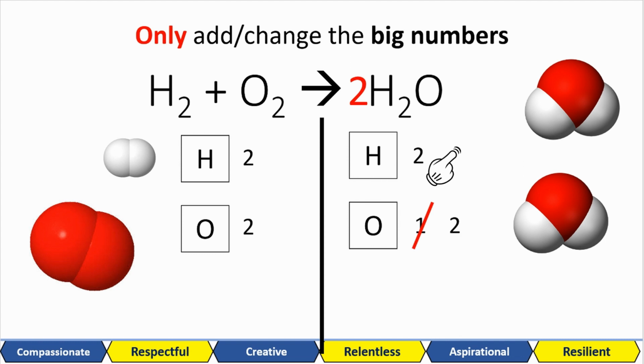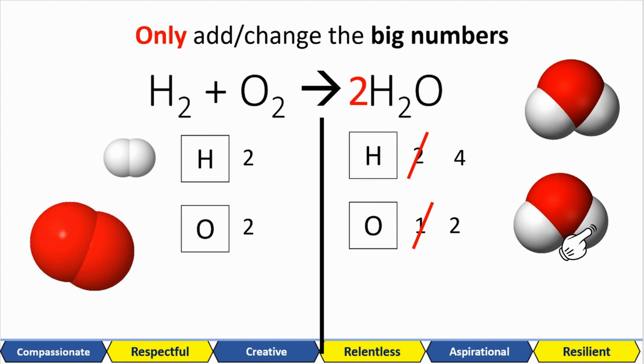But look, now we have 2 moles of water, which has also changed the number of hydrogens on the right hand side as well. So now we have 2 times 2 hydrogens, which gives us 4 hydrogen atoms on this side.